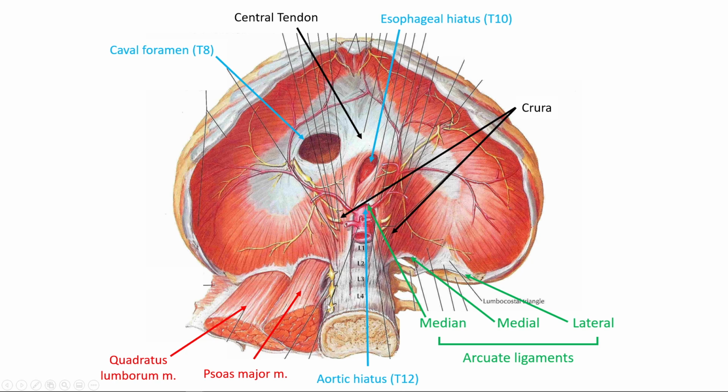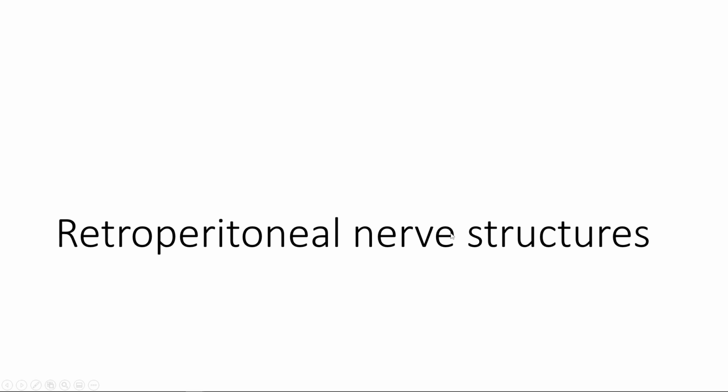And lastly, I thought I'd point out some other structural landmarks here. We have the psoas muscle arising from the L1 through 5 vertebral levels, and this is your major hip flexor. And then we have the quadratus lumborum, just lateral to the psoas major muscle. Next, we have the retroperitoneal nerve structures. I'll just be talking about the nerves.